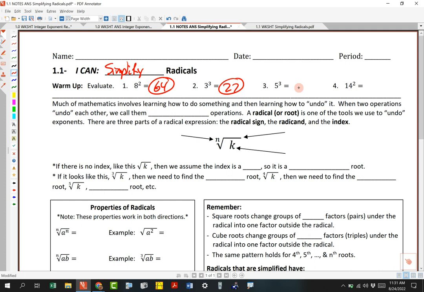Close. 5 quarters, 525. So it's going to be 125. Okay. 5 times 5 is 25, times another 5, 125. And then the last one, if you've got this one memorized, great.